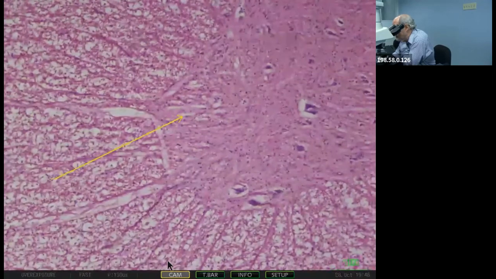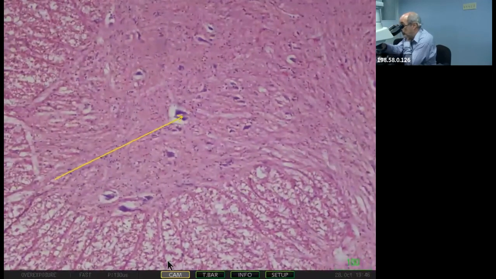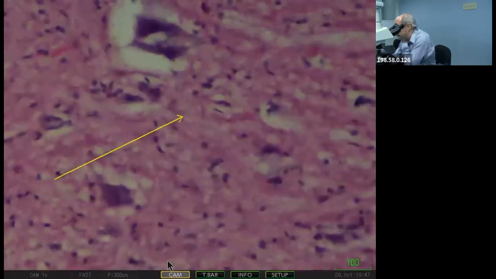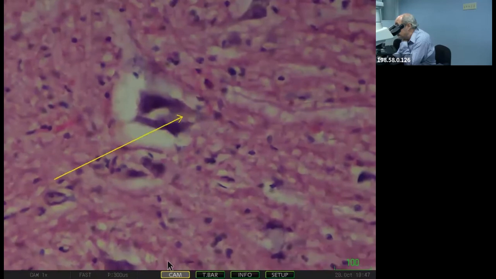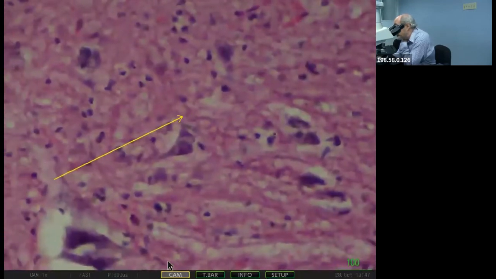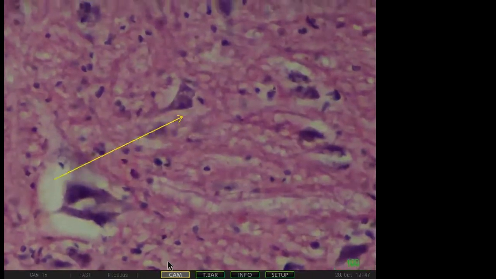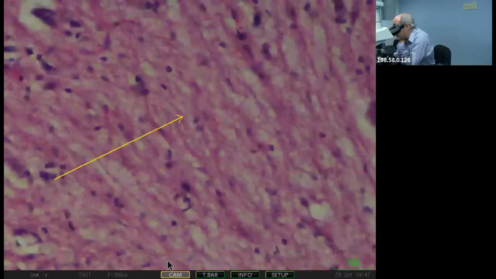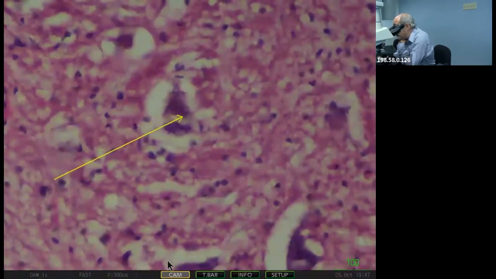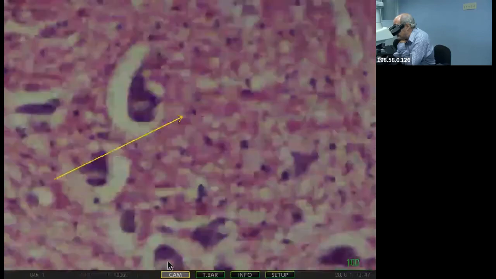So this is the anterior horn, your ventral horn. And if we go to higher magnification, you can see the neurons here. What's the name of the neurons in the anterior horn of the spinal cord? Motor neurons. So you have more motor neurons here, and you have some here.